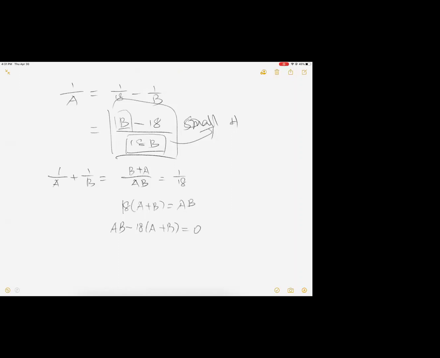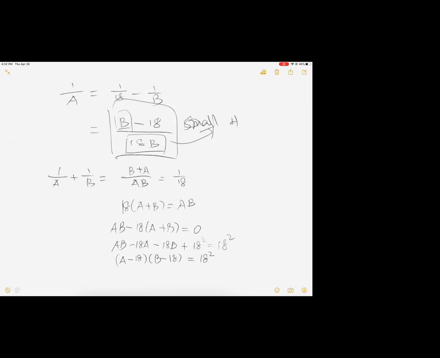And then you can say that AB minus 18A minus 18B plus 18 squared equals 18 squared, okay? That means that (A minus 18) times (B minus 18) equals 18 squared. Oh, okay, good. Keep going.